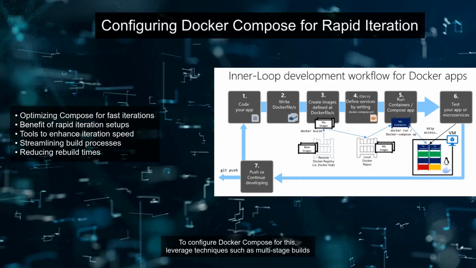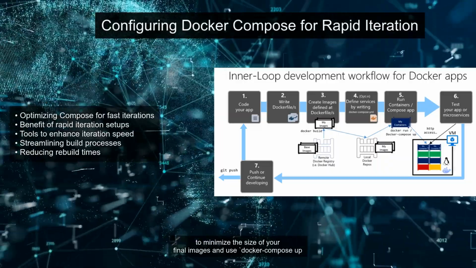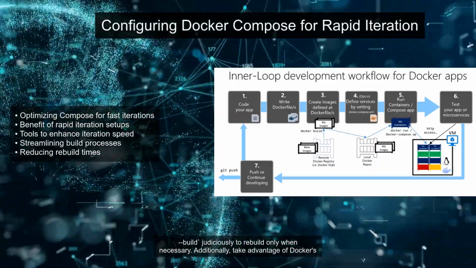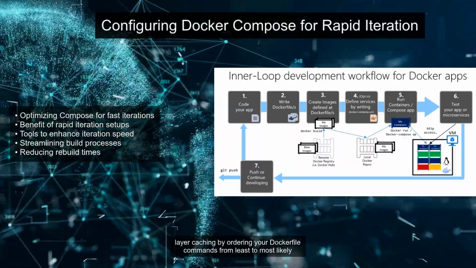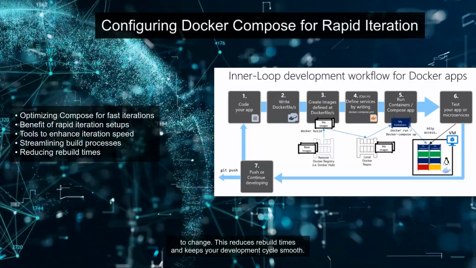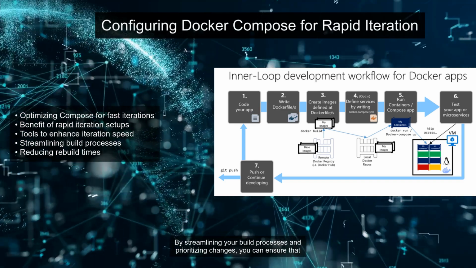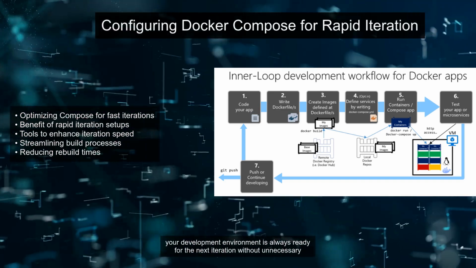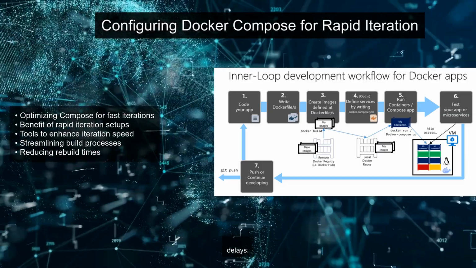Rapid iteration is key to maintaining a dynamic and responsive development process. To configure Docker Compose for this, leverage techniques such as multi-stage builds to minimize the size of your final images and use docker compose up --build judiciously to rebuild only when necessary. Additionally, take advantage of Docker's layer caching by ordering your Dockerfile commands from least to most likely to change. This reduces rebuild times and keeps your development cycle smooth. By streamlining your build processes and prioritizing changes, you can ensure that your development environment is always ready for the next iteration without unnecessary delays.